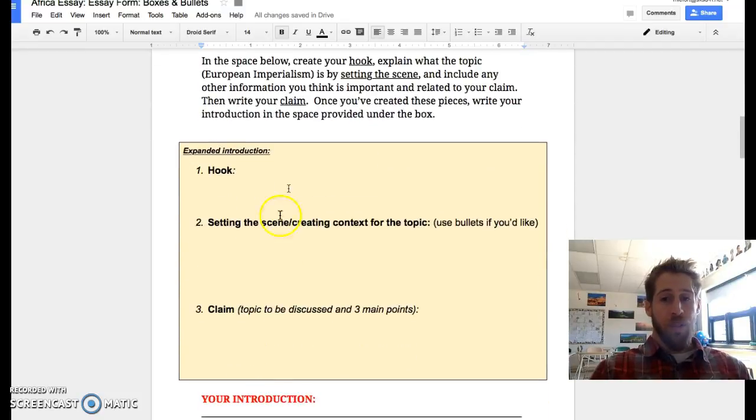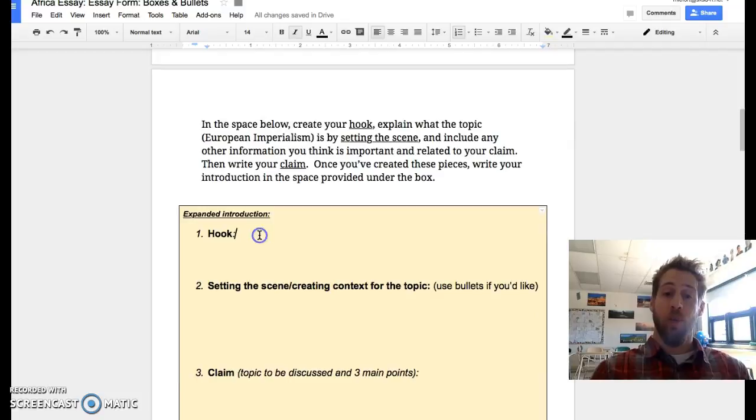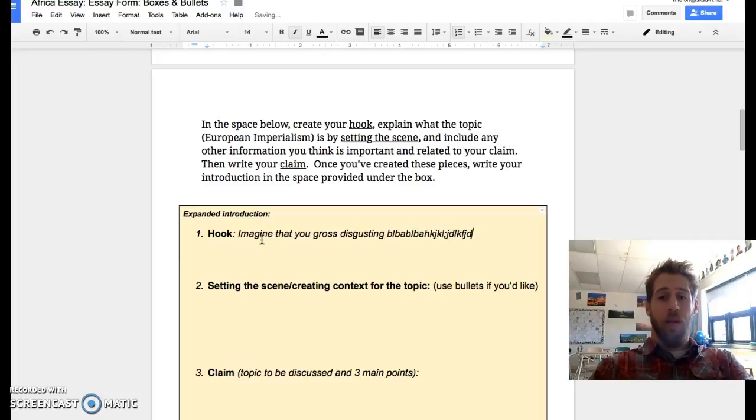What you want to do with this box is do it right now. So this will be your planning. This will be graded. Create your hook. For your hook, my thought is think of the most disturbing or most messed up thing that you've learned about slavery or Africa in the last week or two. I think that's a good hook because the goal is to get your reader's attention, so you can start with that right off the bat. Imagine that you gross, disgusting, blah, blah, blah. There's my hook. Good for me. Put a period, it's over.